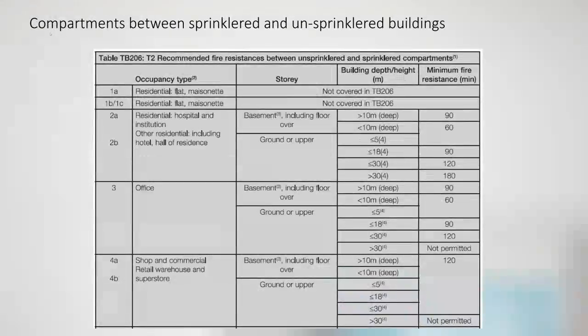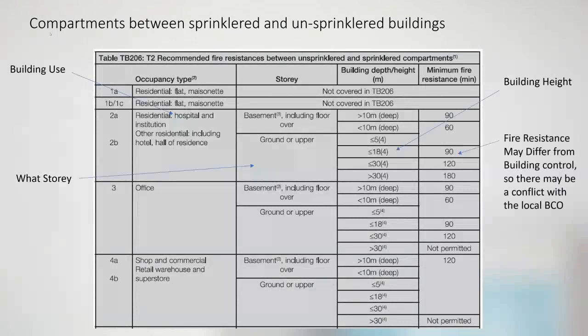So Table 2 in TB 206 gives the fire resistance between sprinklered and unsprinklered areas. Again, residential, hospital or institution, ground floor, up to 18 metres, again, it's 90 minutes. Righty. But you need to follow this table.